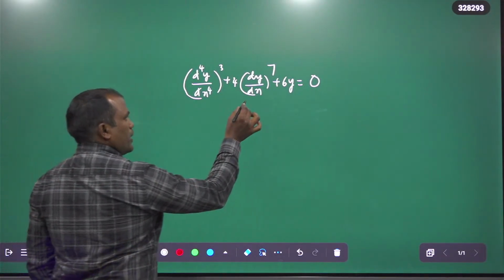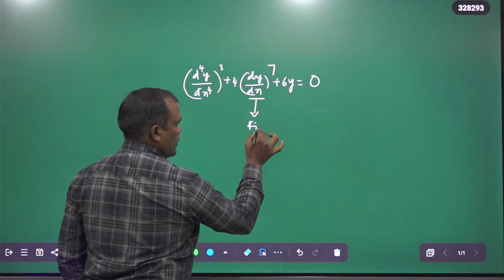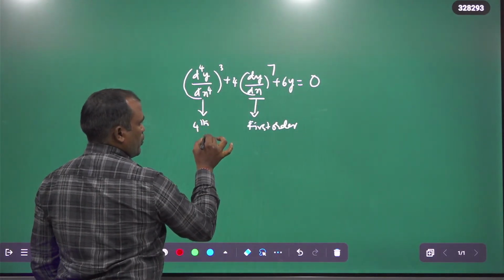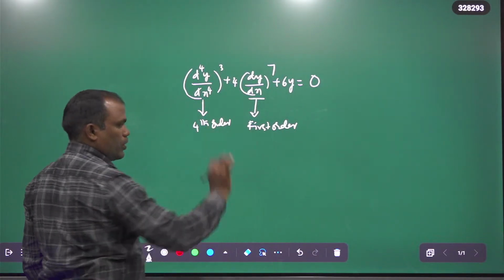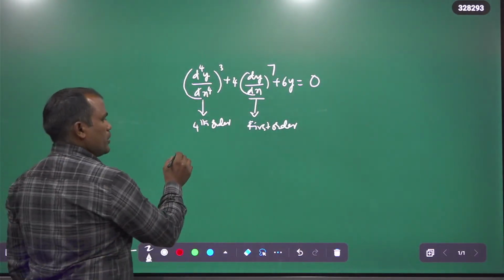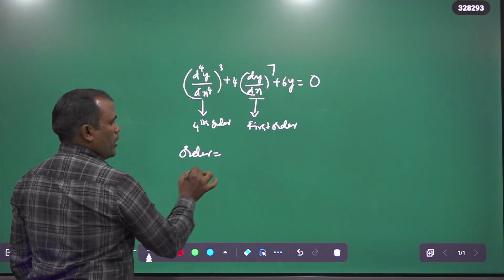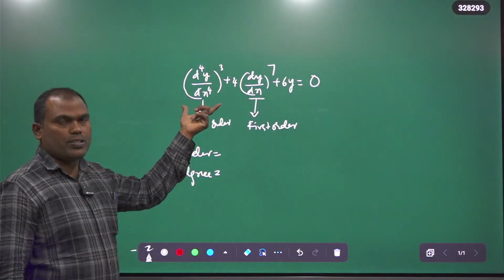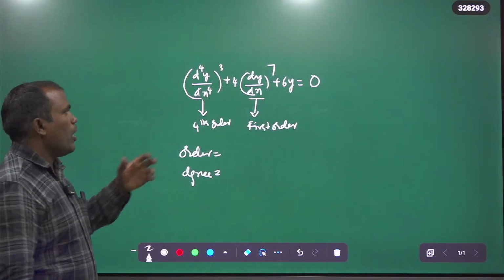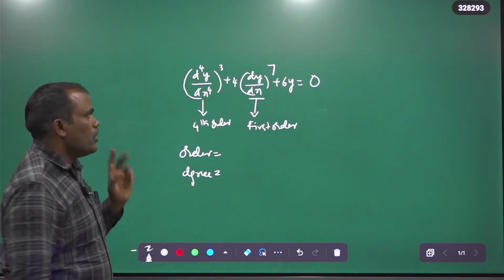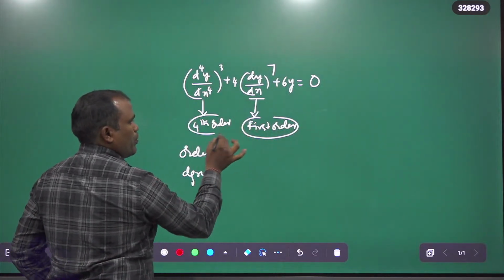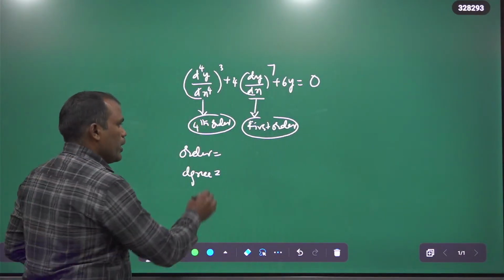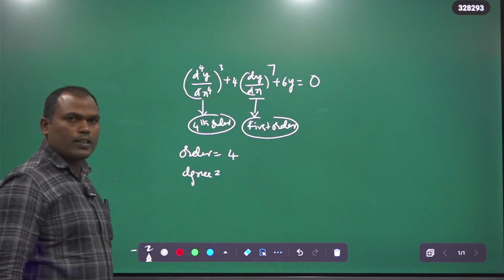See, in this case, this is the first order. Listen carefully. This is first order, and this is the fourth order derivative. But in this question we should calculate the order and degree. So whenever one differential equation is given, first we should observe the highest derivative, which is nothing but the order. This is first order, this is fourth order. So fourth order is greater here. So the order is nothing but 4.